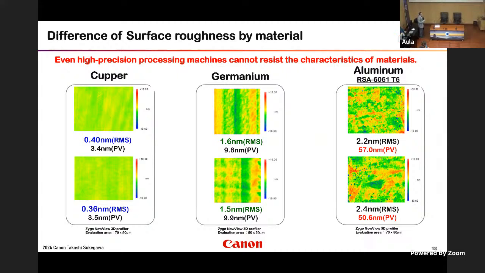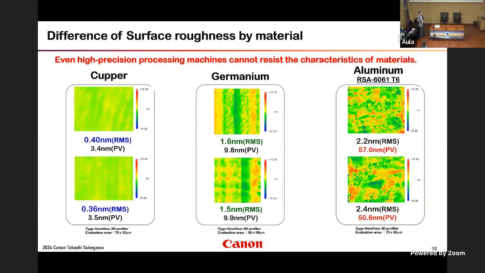You can reach 1 nanometer RMS or below. This data is not by chance, a very popular number. You can get a very nice number, 0.4 nanometer, meaning 4 angstrom. Yes, peak to valley is still small.